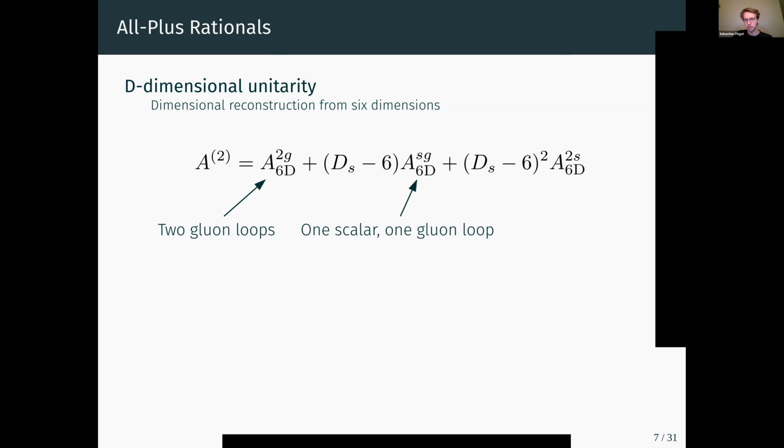the coefficient of D_s minus 6 is the 6-dimensional amplitude with one scalar and one gluon in the loop, and the coefficient of (D_s minus 6) squared is the amplitude with two scalar loops.